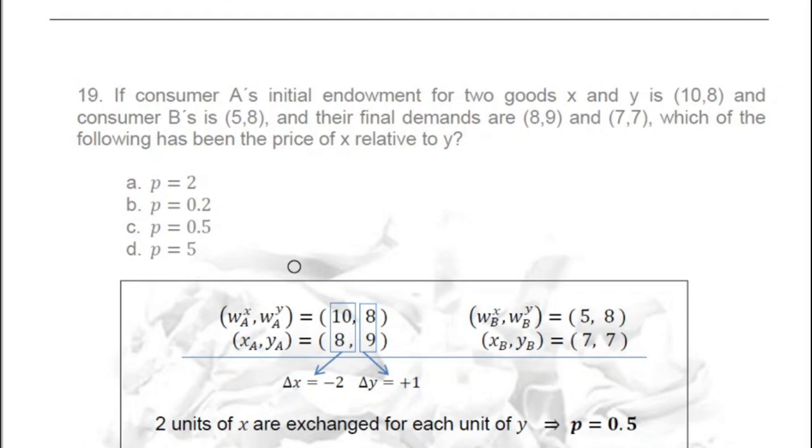If consumer A's initial endowment for two goods X and Y is 10, 8, and consumer B's is 5, 8, and their final demands are 8, 9, and 7, 7, which of the following has been the price of X relative to Y? Well, consumer A initially had 10 units of X and at the end has 8 units of X. So he has sacrificed 2 units of X. He receives 1 unit of Y. So for 1 unit of Y, he gives 2 units of X, then the price of X is 1/2. There are 2 units of X exchanged for each unit of Y, so the price is 1/2.